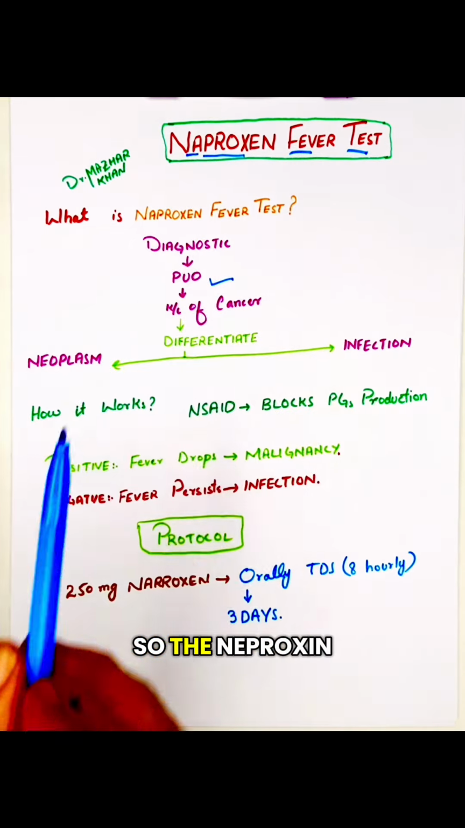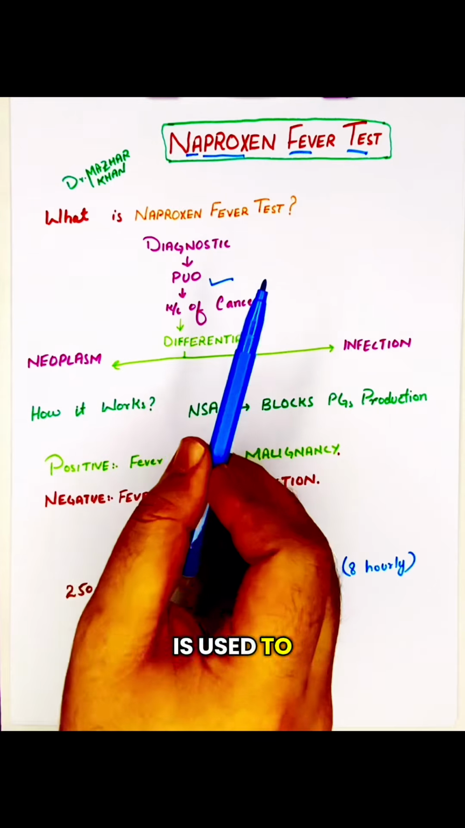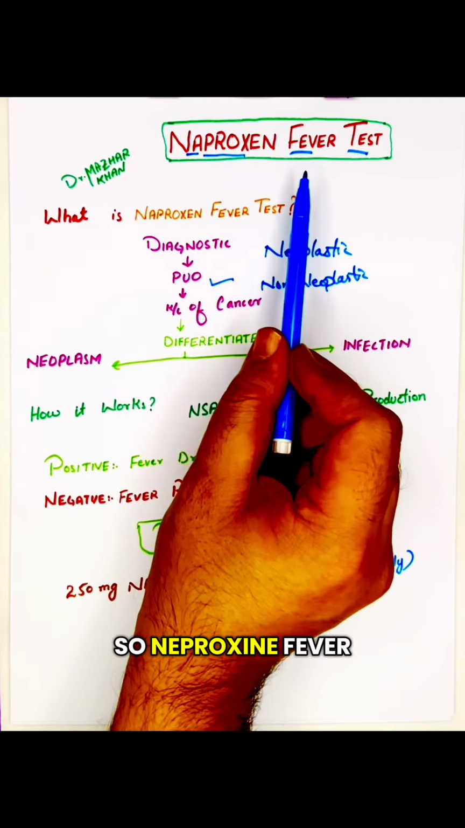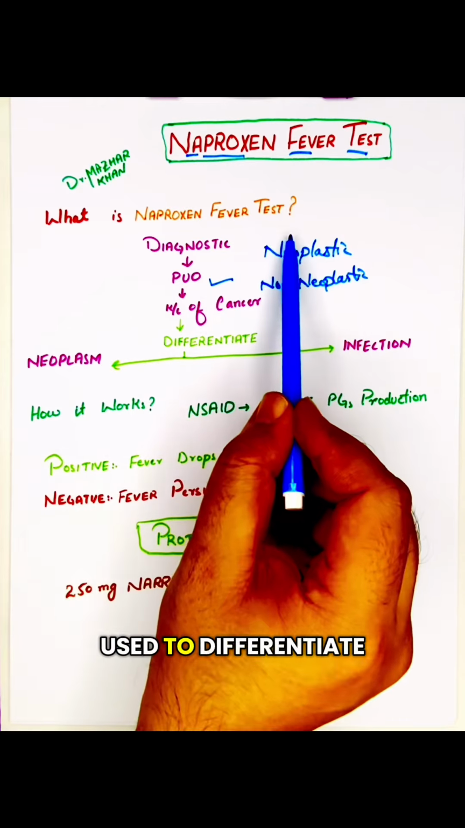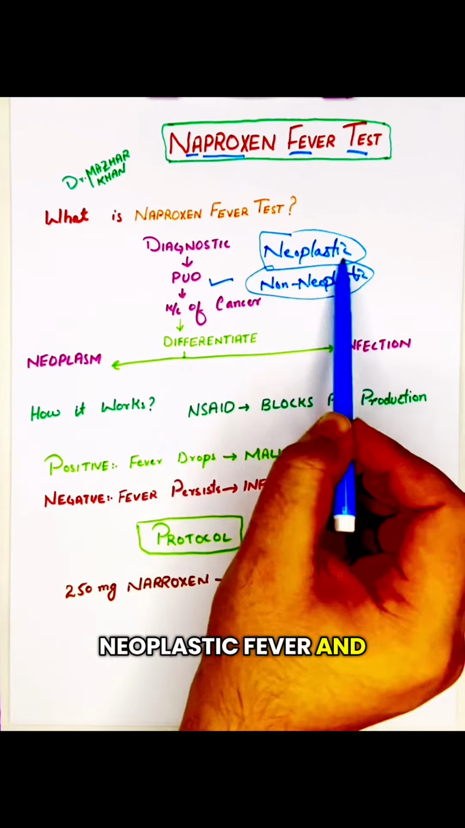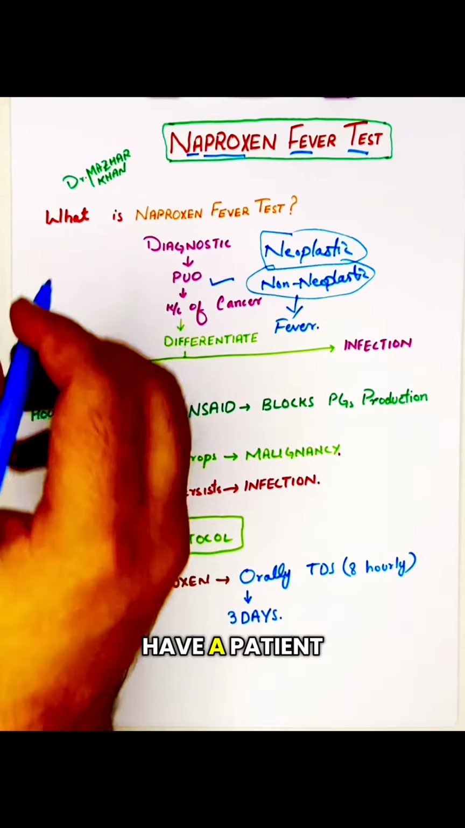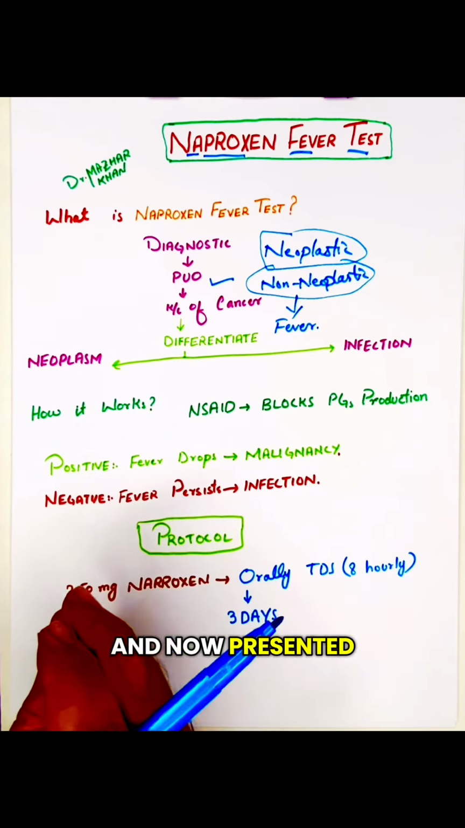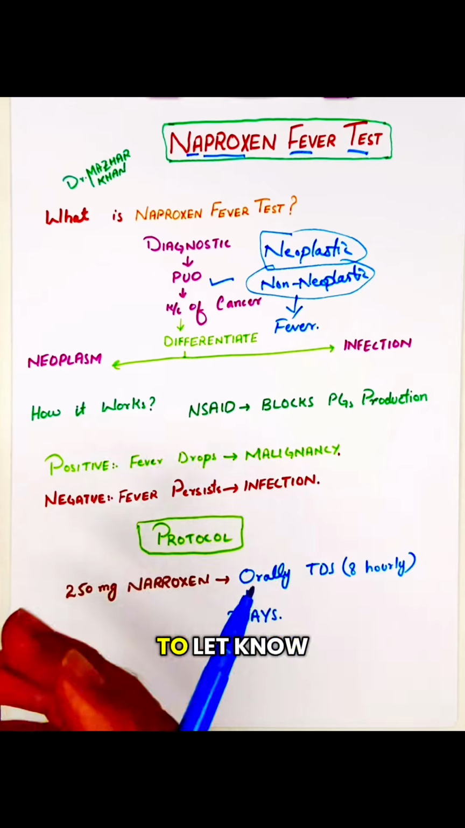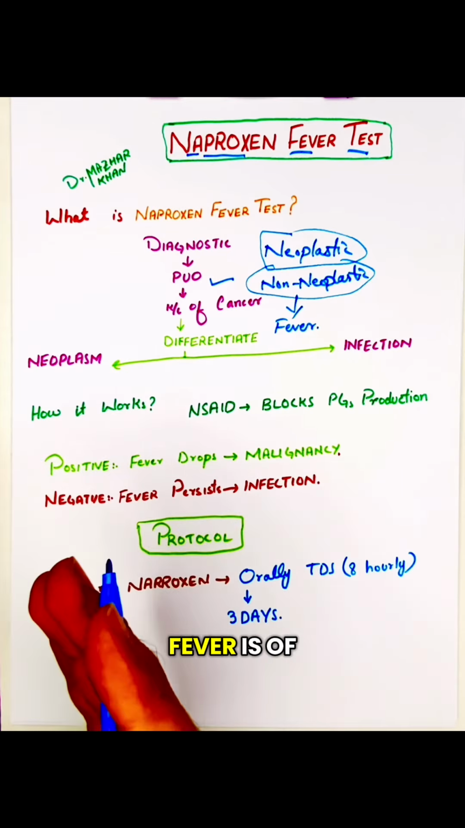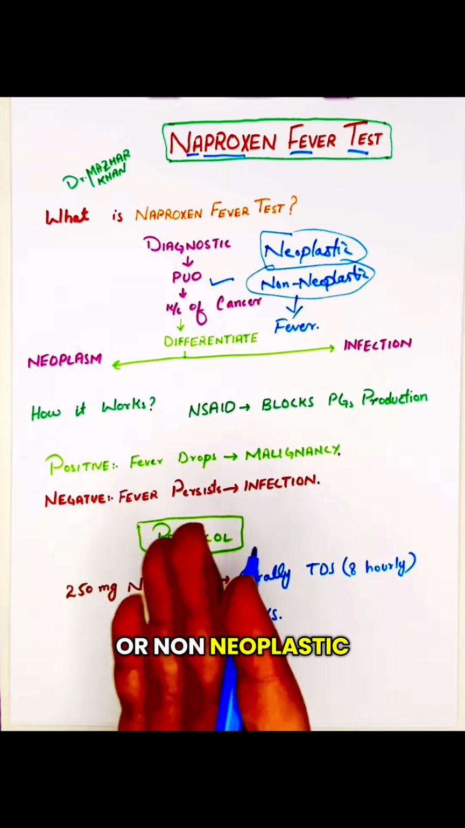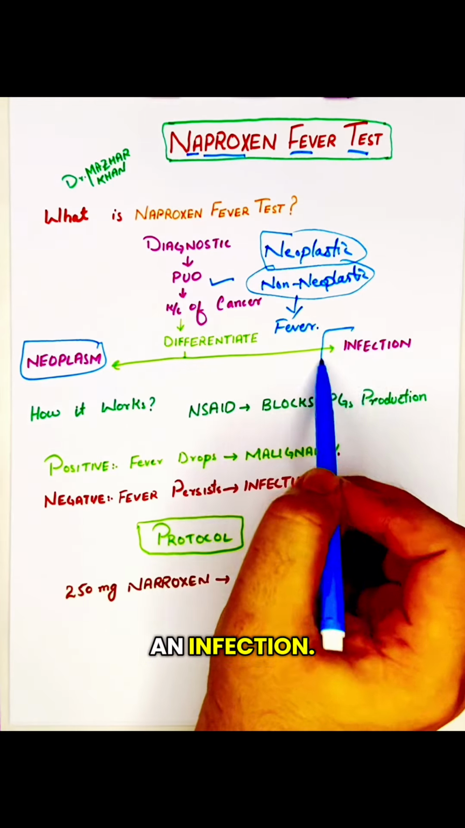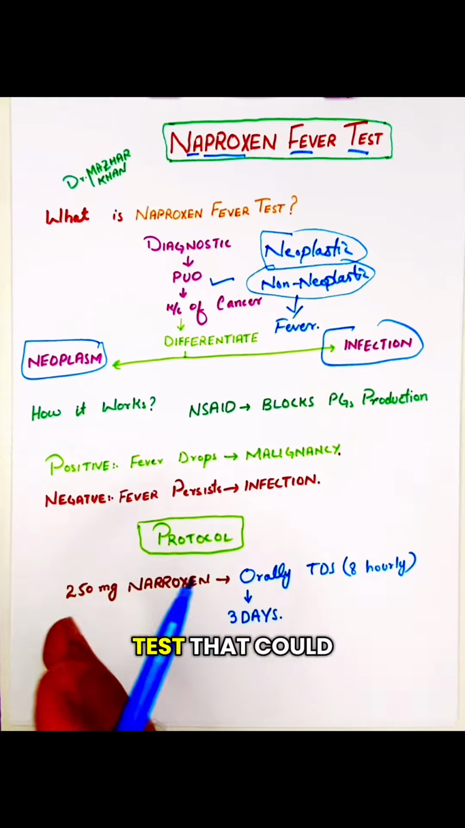So, simply, the naproxen fever test is used to differentiate between neoplastic and non-neoplastic fever. Let's suppose you have a patient in your medical ward that is a known case of carcinoma and now presented with pyrexia of unknown origin, and you want to know whether the fever is neoplastic or non-neoplastic in origin, whether the fever is because of the neoplasm itself, the malignancy itself, or an infection. So this is a very simple test that could be done.